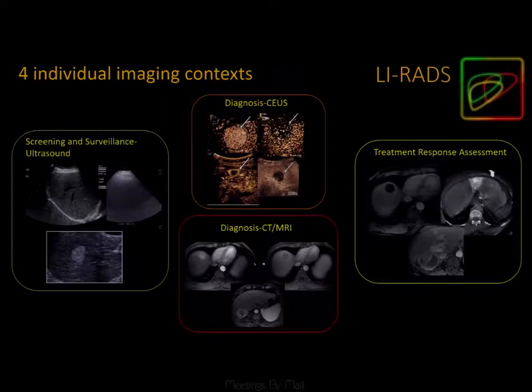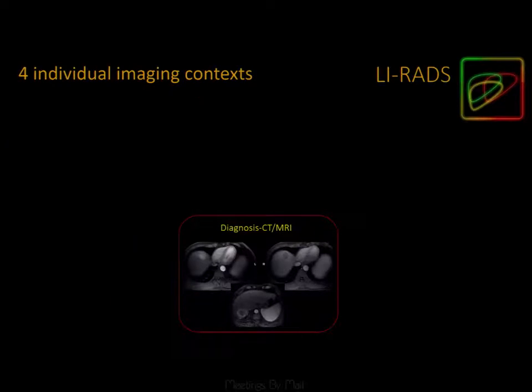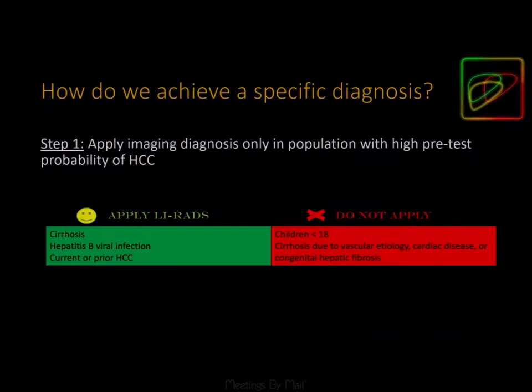All right, so we have 4 individual imaging contexts within LI-RADS. And I want to start today by focusing on the diagnostic CT and MR, and I want to focus on what are the changes there and what's happened in the last couple of years, just to kind of bring everyone up to speed and make sure that we're all on the same page. In order to do that, I'm going to force you to listen to a very brief recap of how we apply LI-RADS, and it's going to be within less than 2 minutes. Okay? This is how easy LI-RADS is to apply in practice.